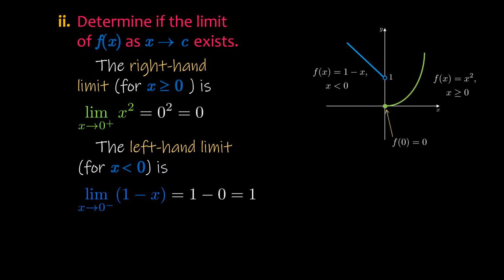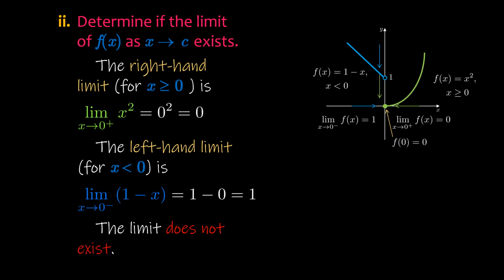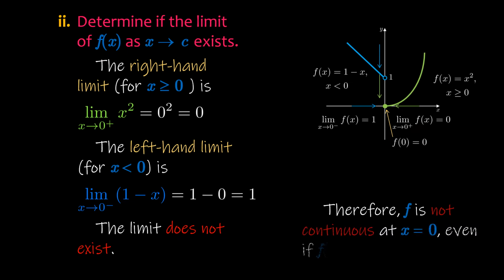The value of f at x equals 0 is defined, and it is equal to 0. It is represented by the solid point. The one-sided limits are not the same. The limit does not exist. Therefore, f is not continuous at x equals 0, even if f of 0 equals 0 is defined.